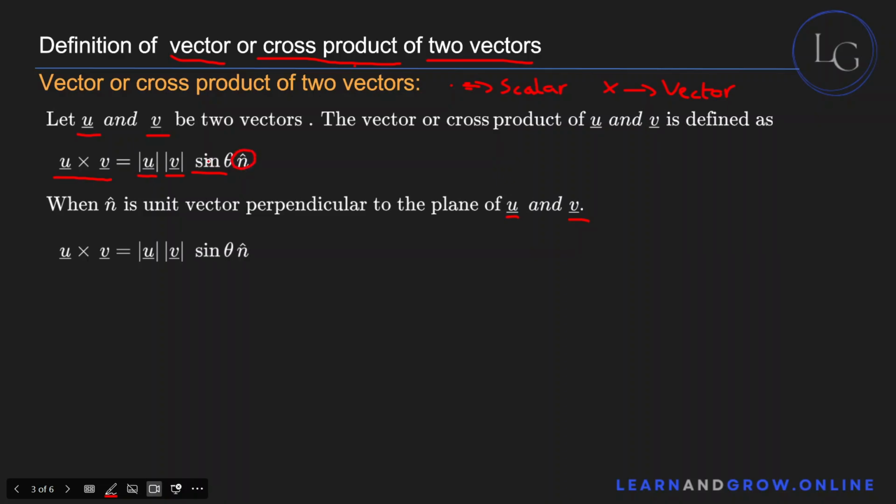Because obviously if you just take the magnitude of u, the magnitude of v, and the sine of the angle between them, that just gives you one value, which is a scalar, just like in the dot product, right? But since the cross product gives you a vector value, you need to multiply it with something to give you a vector value, and that is this n right here. This n is the unit vector perpendicular to the plane of u and v, right? But it's also very important to understand why.